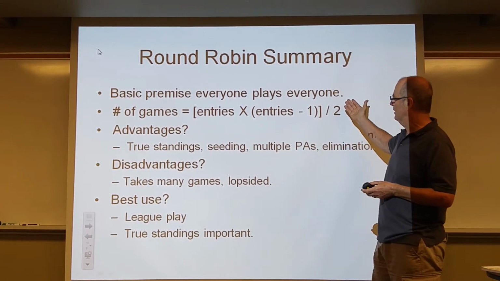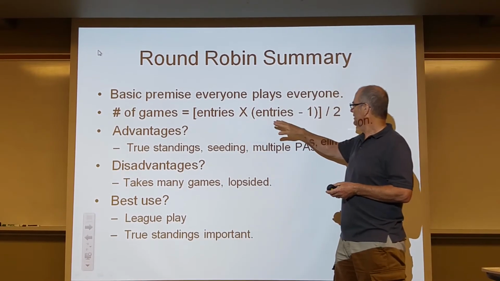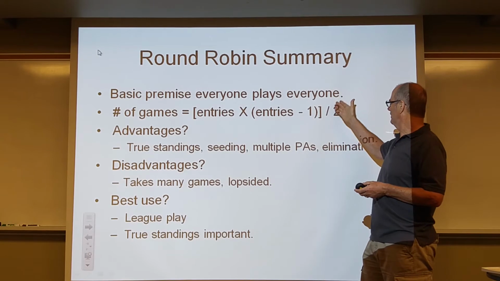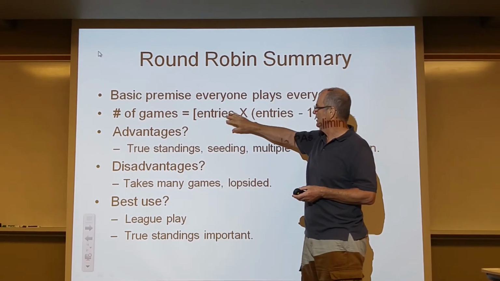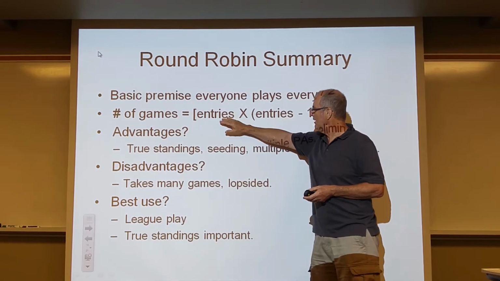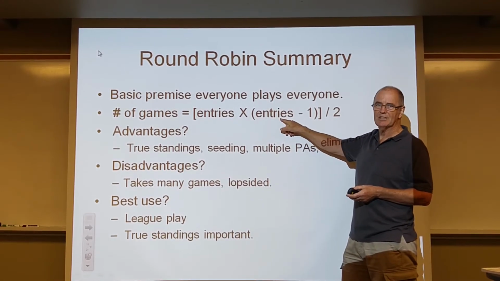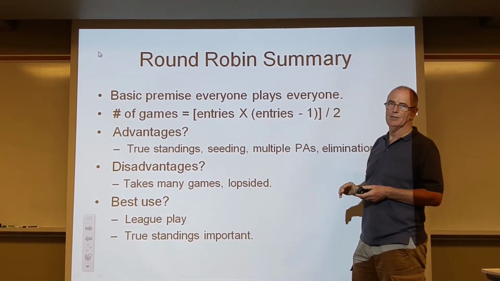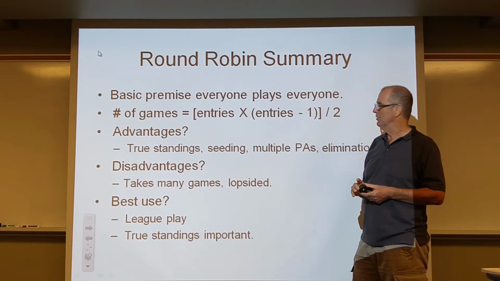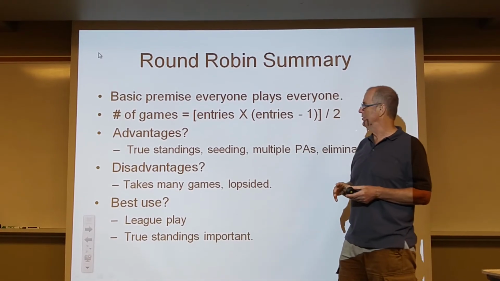The basic premise is that everybody plays everybody. To figure that out, it's the number of entries times the number of entries minus one, divided by two. So if we had six entries, as we used in our example, it would be six times six minus one. So six times five is 30, divided by two is 15 games. That's how you determine the number of games it takes to complete a round robin tournament.